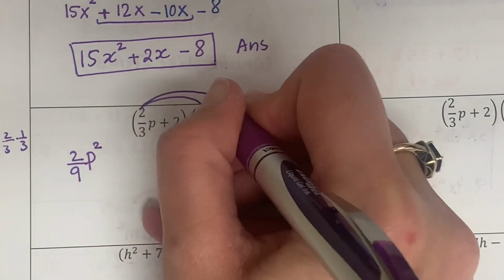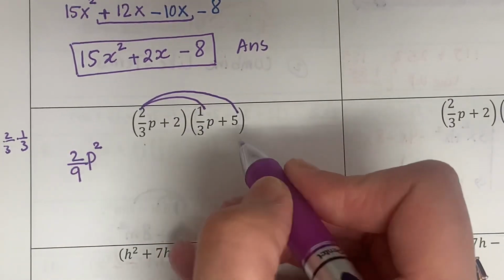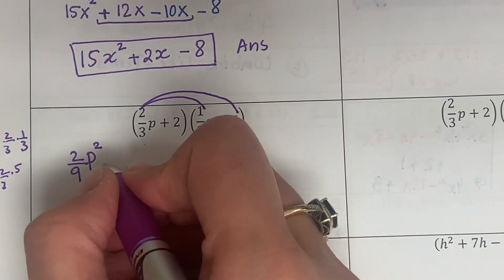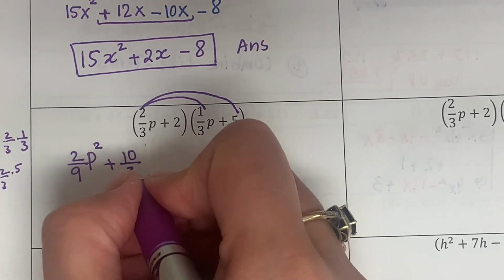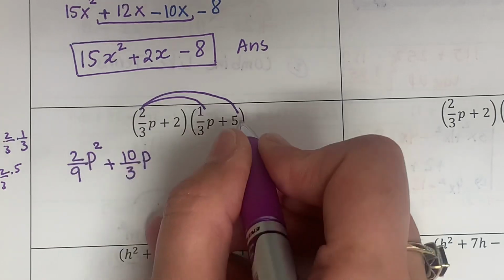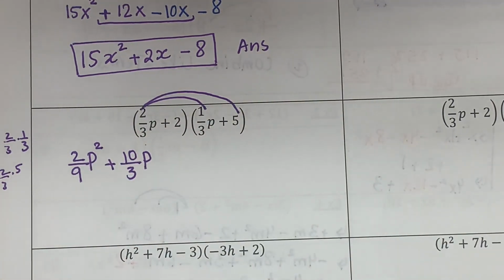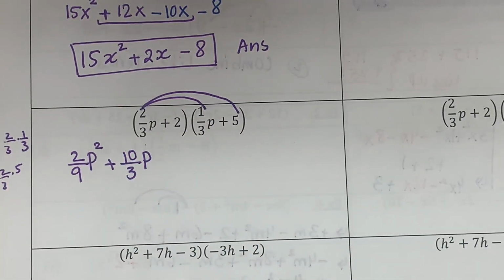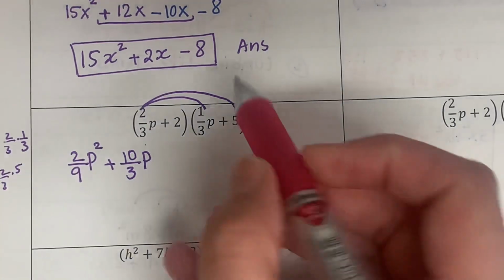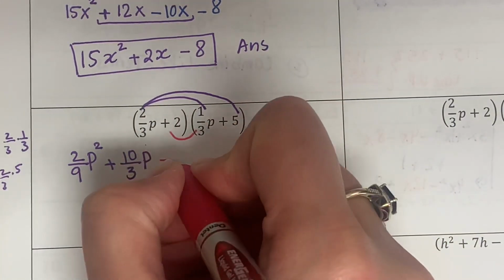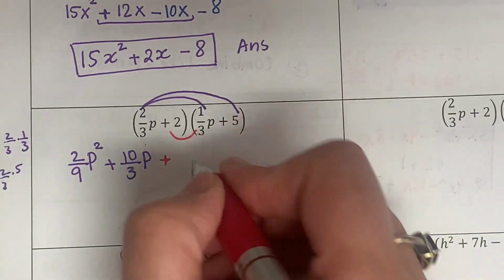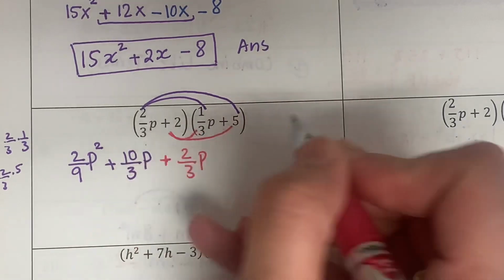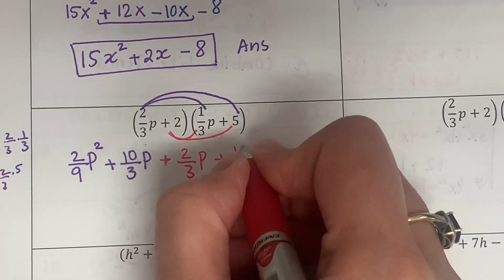I'm going to multiply the same over here. 2/3 multiplied by 5. It's 10/3 p, because it's just a single p, there's no other p to multiply with. I multiplied the outside. Now I'm going to multiply the inside. 2, this is positive, so put plus. 2 multiplied by 1/3 p is 2/3 p. And then 2 multiplied by positive 5 is positive 10.